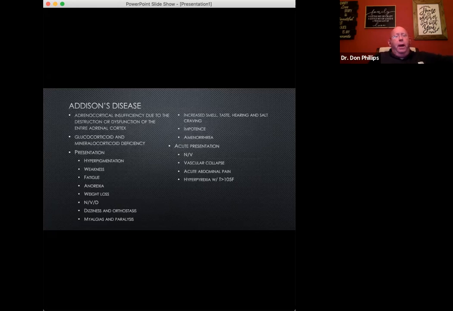Addison's disease. This Addison's is due to adrenocortical insufficiency, and it's usually that the whole adrenal is gone. So you get mineralocorticoid and glucocorticoid deficiencies and hyperpigmentation. So there was always this question, did John F. Kennedy have Addison's? Because he always had this bronze skin.